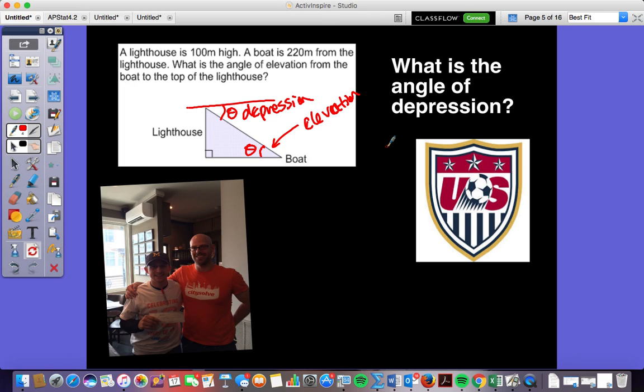I know they're alternate interior. Alternate interior. That's exactly right. Oh my gosh! I didn't think anyone would get that. That was really impressive. Two parallel lines cut by a transversal. Right? Yes. Alternate interior. Here's all you need to know: depression and elevation are the same.